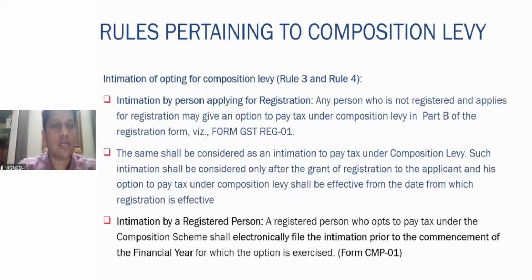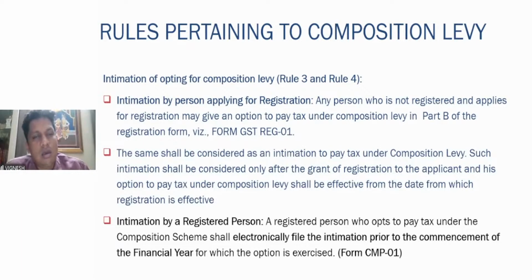Then certain rules also have to be followed with regard to intimation of the composition levy. Rules also have to be followed here in this particular situation. So what are the rules which are required to be followed? Intimation of opting for composition levy. Any person who is not registered and applies for the registration, during the course of applying for registration itself, has an option where he can click that he wants to pay the tax under the composition levy in part B of the registration form.